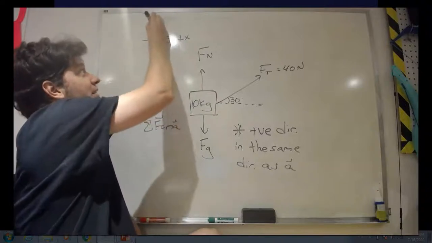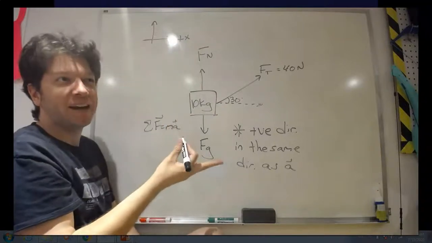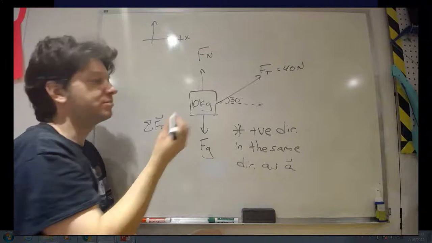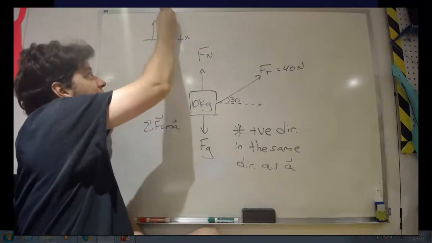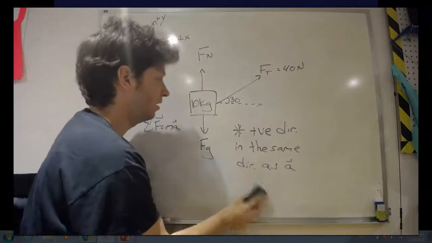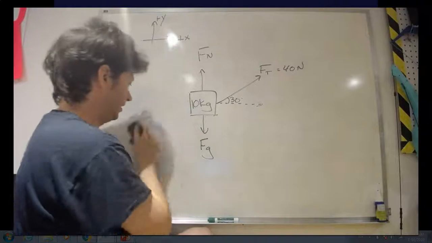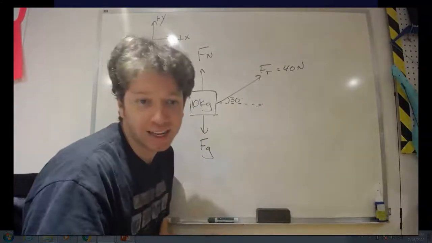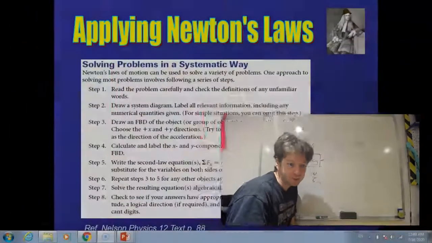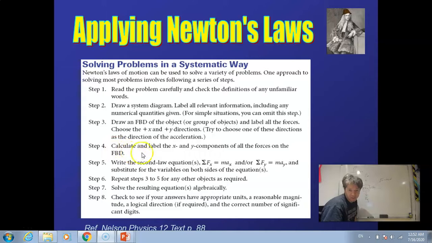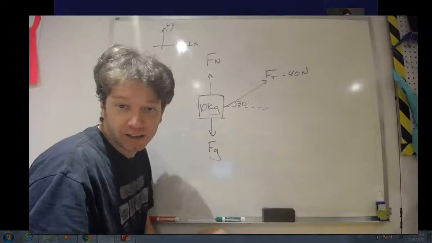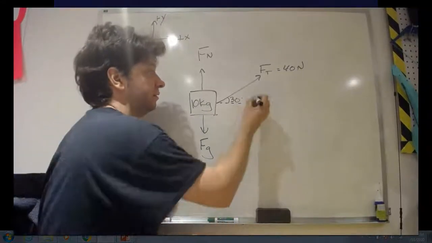Now, since it's not accelerating up or down, it doesn't really matter which direction you choose to be positive. So I'm just going to go with up as being positive. All right, now let's continue. What was the next step in our systematic approach? Calculate components. So in this case, we have components, right?